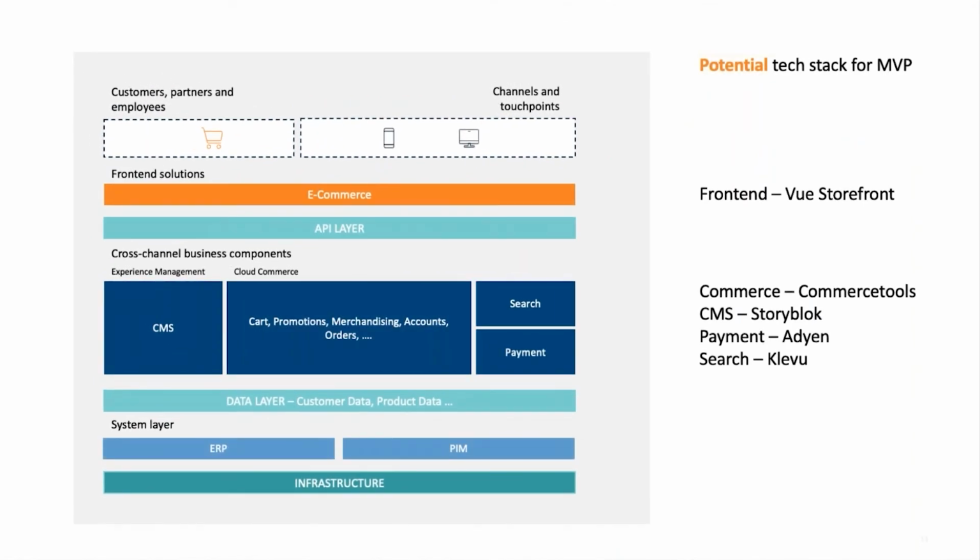Bearing in mind that there are lots of options out there, here's an example of how we can assemble a modern commerce solution. An e-commerce front could be built on Vue Storefront, which is a JavaScript-based front-end framework built on Vue with e-commerce in mind. So it has a component library, it has e-commerce functionality, and several connectors to backends. It also includes caching and server-side rendering to improve performance.